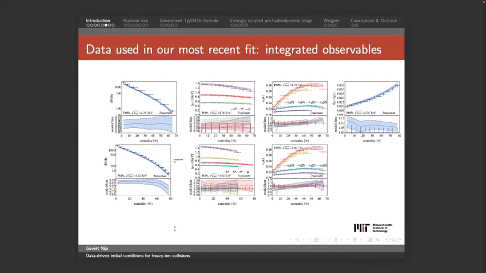So just a sample of the data that we used in our fit. So we have some integrated observables: dN/dη, I think it should be dN/dη, so particle yield. We have mean pT for pions, kaons, protons. We have vn, and pT fluctuations, and this is for 2.76 TeV, and then below is for 5.02.